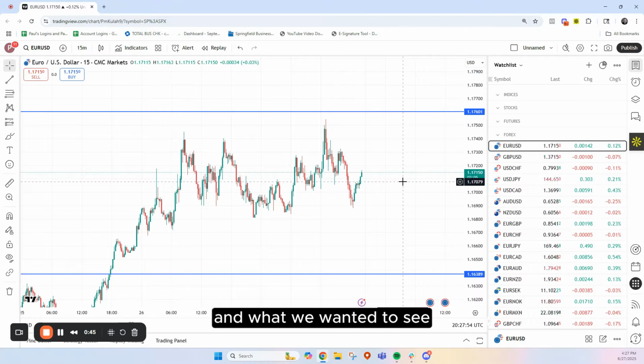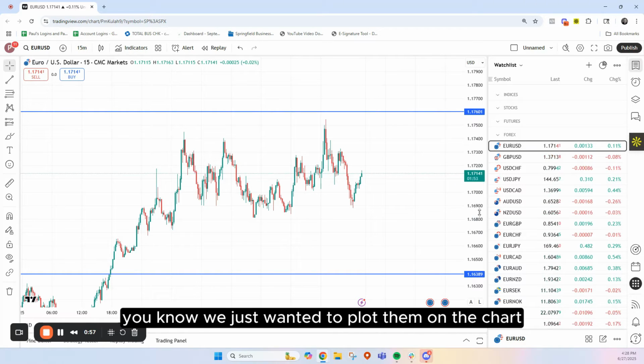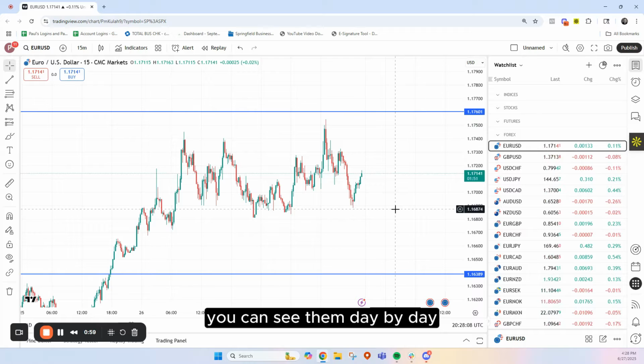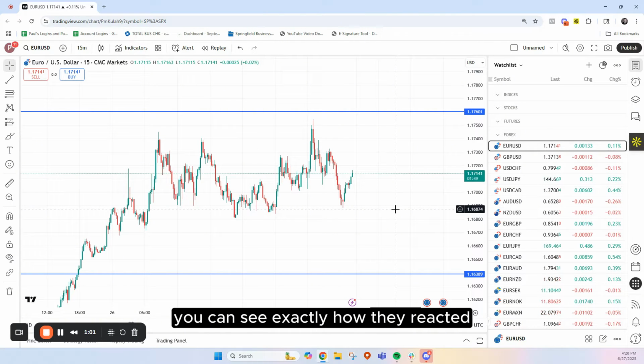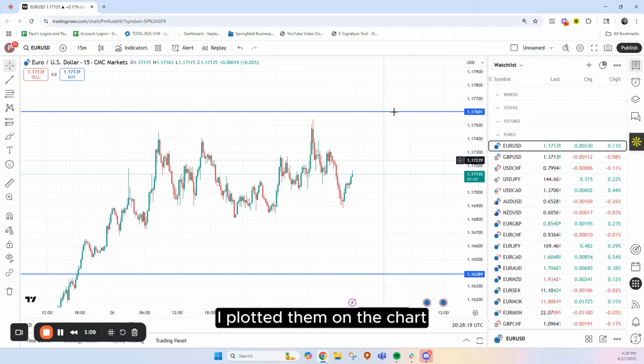And what we wanted to show you guys is not give you some stat or say something unhelpful like 58% of the time this works or 92% of the time, or if you have these specific categories. We just wanted to plot them on the chart. You can see them day by day. You can see exactly how they reacted, so you can get a real raw feel of how effective they are. So let's go through all these levels. I plotted them on the chart.